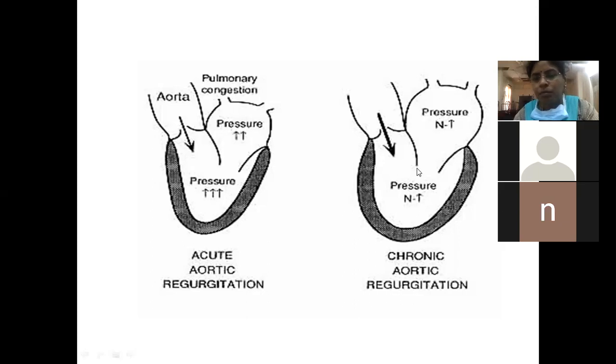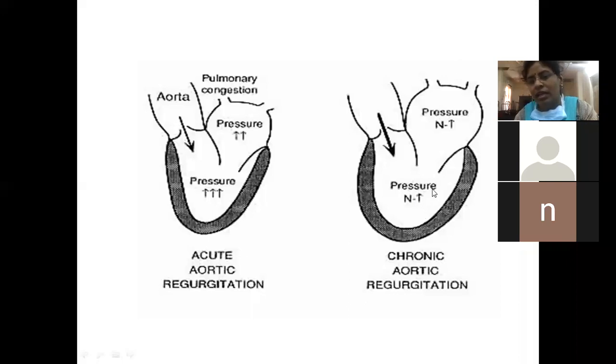Okay. And the second, if you look at the right side picture, here it's chronic aortic regurgitation, where the left ventricular chamber is dilated. Because it is gradually progressive, the left ventricle compensates or accommodates to the amount of blood received from the aorta and also the left atrium. So there is chamber dilatation and at the same time chamber hypertrophy. The pressures in the left ventricle may be normal, or may be elevated during the phase of decompensation.